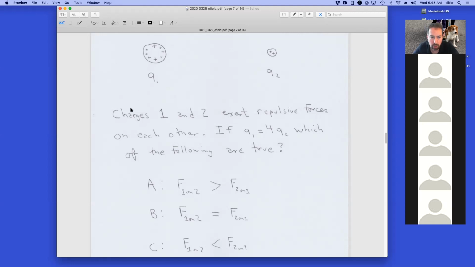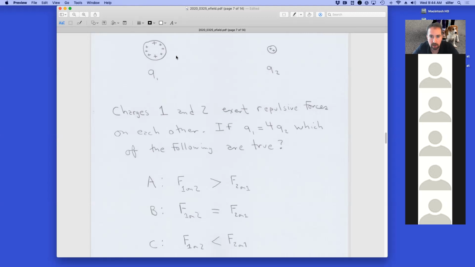So the statement of this problem: we have two charges, Q1 and Q2. The charge on 1 is larger than the charge on 2. We know that since they're both positive, they're going to exert a repulsive force. If the charge on 1 is equal to 4 times the charge on 2, which of the following statements are true? So we have 2 units of charge on this guy and 8 units of charge on this guy. There's 4 times more charge on this one than there is on that. If I am to look at the forces on both of these objects, how do I compare them? Is F1 on 2 bigger than F2 on 1? Are they equal, or is F1 on 2 less than F2 on 1?